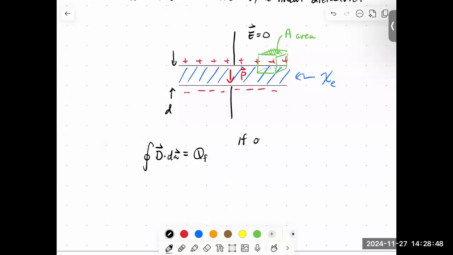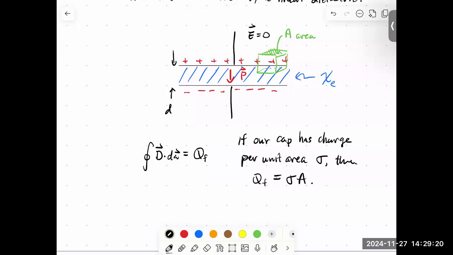If our capacitor has charge per unit area sigma on the plates, like plus sigma on one plate and minus sigma on the other, then the amount of free charge that's enclosed by our green Gaussian surface is just going to be sigma times whatever that area is. Okay, so let's see.